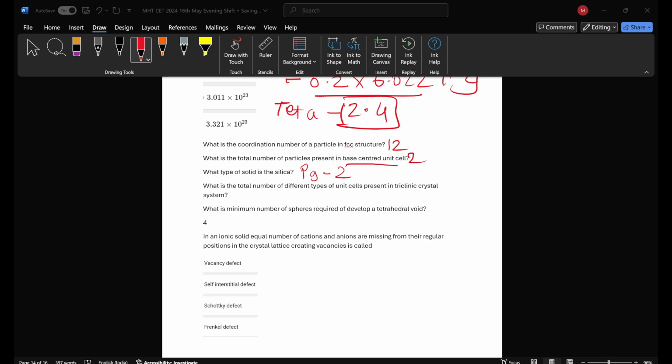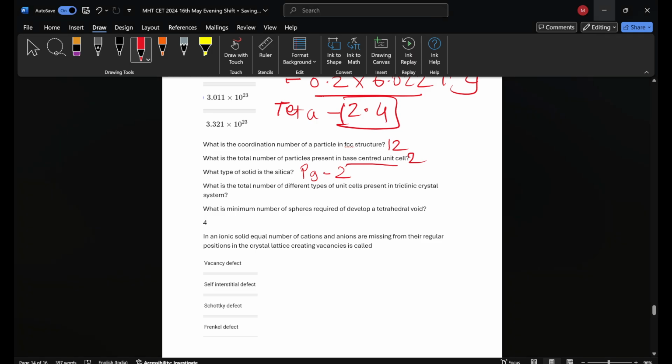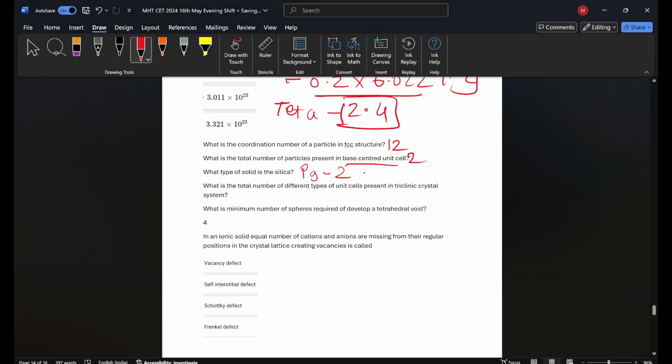Yes, crystalline. I think sodium copper materials are crystalline. Silica, I think it is crystal. So, crystal. What is the total number of different types of unit cells present in the triclinic crystal system?